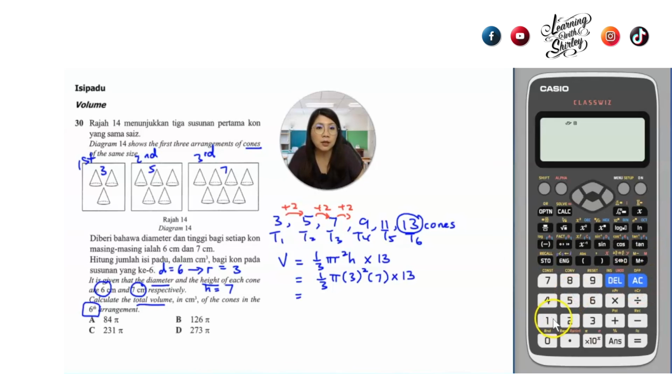Here, let's use the calculator. 1/3 times 3 squared is 9, so times 9, times 7, then times 13. So we have 273 pi, and the unit for volume is cm cube. So this is the answer. Let's look at ABCD. The answer is D.